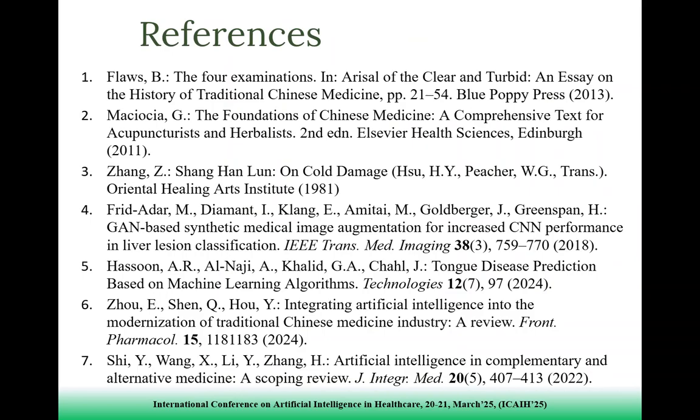And here are some references from the paper.